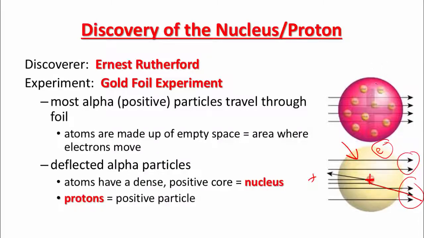The previous model basically said the atom was a nice solid piece of material, and basically now we know that atoms can travel all the way through it, whereas prior to that we didn't think they could travel through.